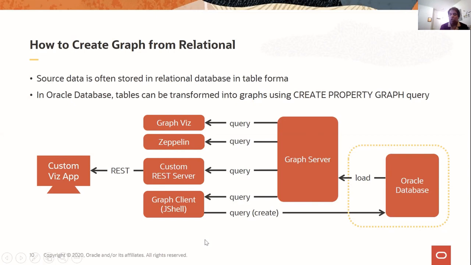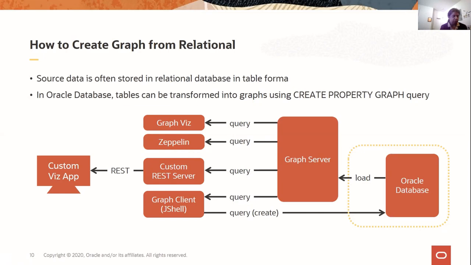And then you have a set of client tools to interact with this graph server or interact with the database. For example, you have the graph visualization tool I was just talking about, where you can run graph queries in PGQL and get the results and visualize the results as a graph. You can use Apache Zeppelin to run property graph query language queries and also run some of the analytics API. You can use the JShell client to call the Java APIs. And of course, you can also have a custom REST server that we will also be talking about today.